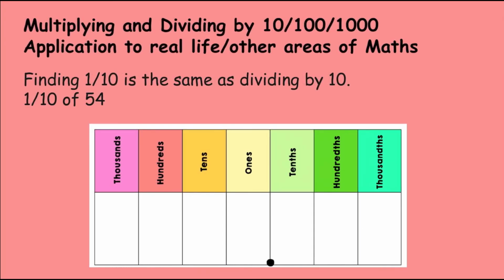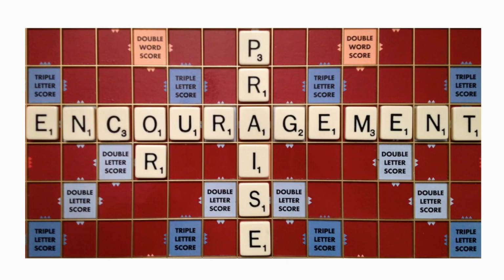When working with fractions, finding 1/10 of a number is also the same as dividing by 10, so all the digits move 1 place to the right. Here, 54, the 4 from the ones moves to the tenths. We put the decimal point in the same place. The tens become ones. Therefore, 1/10 of 54 is 5.4.